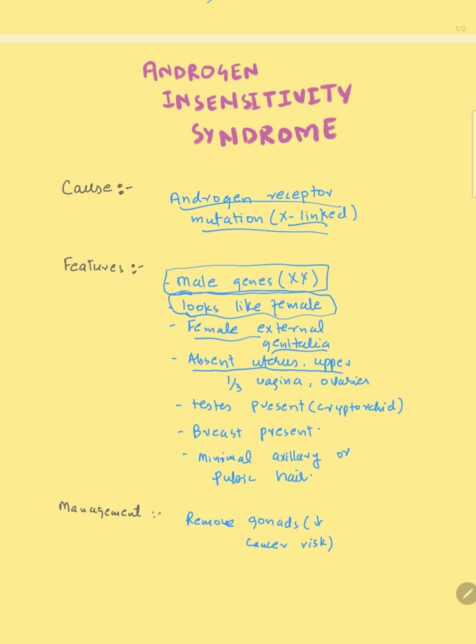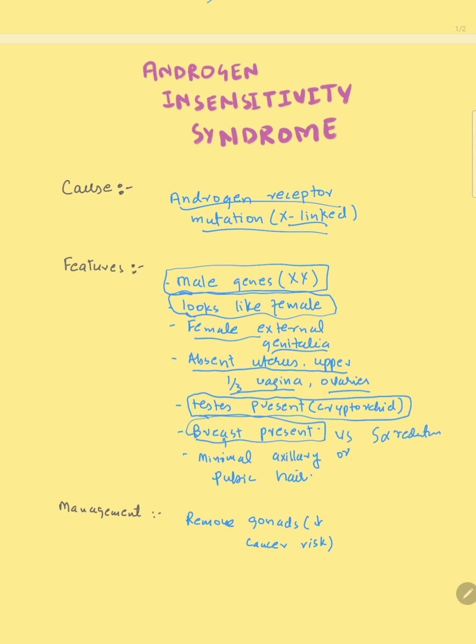If you do an ultrasound, you won't see any uterus, upper 1/3 of the vagina, or ovaries. The testes will be present, but they will be cryptorchid, which means that they will not be in the scrotum. They will be up and will not be palpable. And then breasts are present. Okay, so this is versus 5-alpha reductase deficiency.